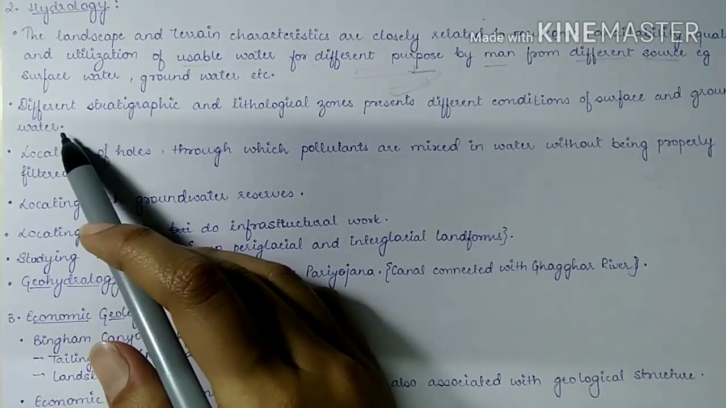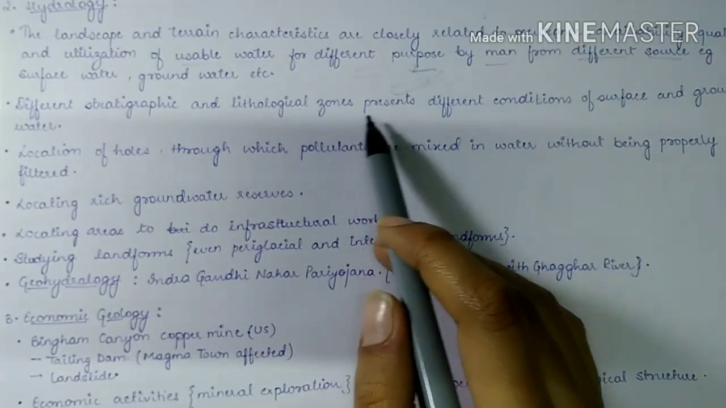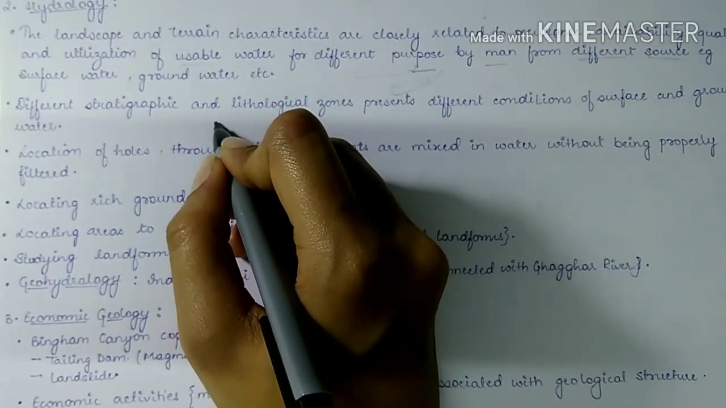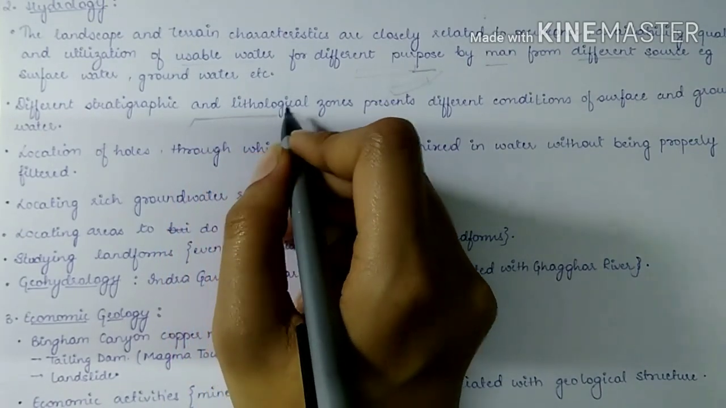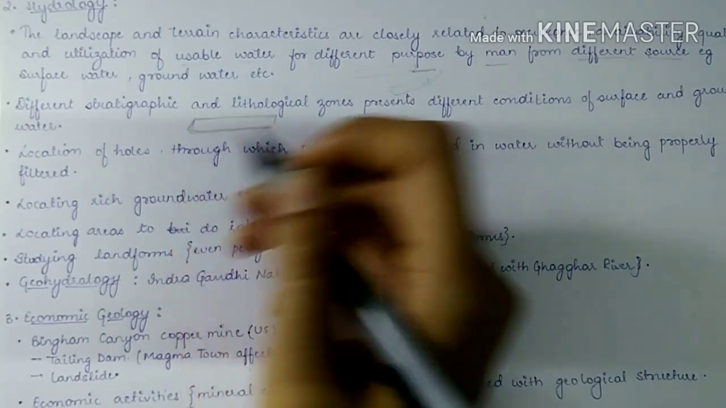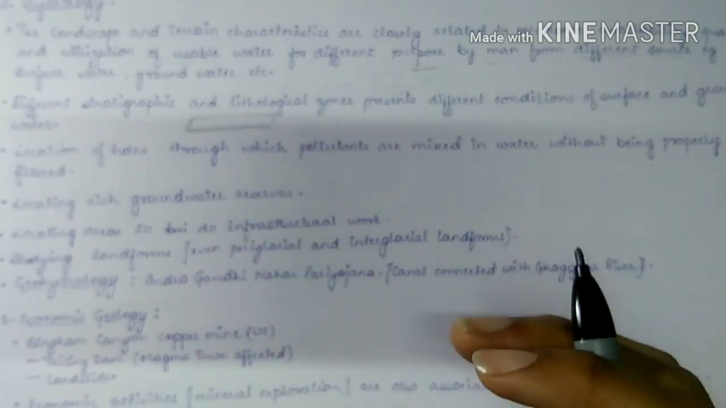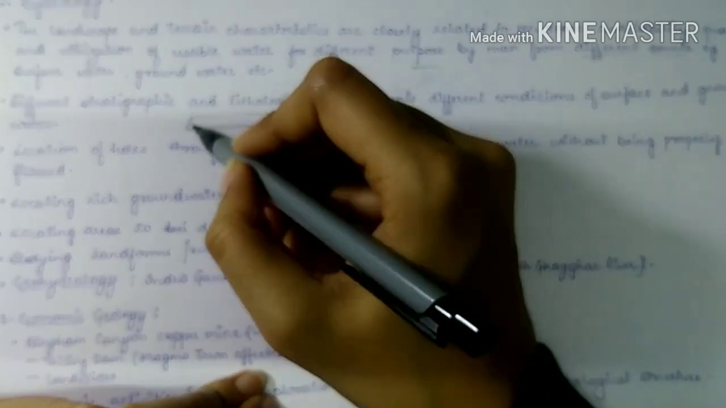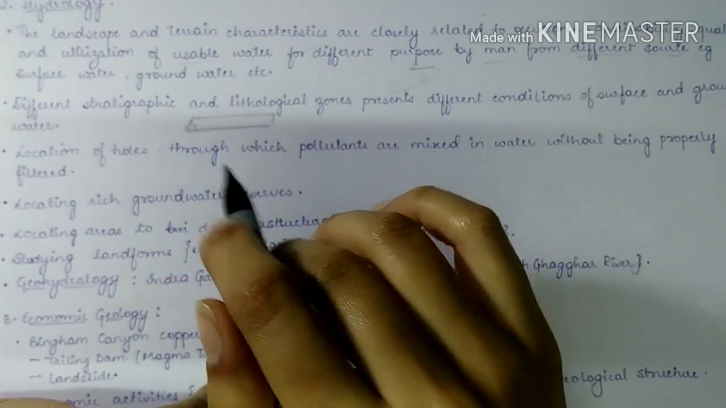Now we have different stratigraphic and lithological zones that present different conditions of surface and groundwater. As we have seen, there are various types of rocks. These rocks, or stratigraphic and lithological zones, have different characteristics. Some of the rocks are very soft, some are hard, some are porous, some are non-porous. So the surface water or groundwater will be affected by it.